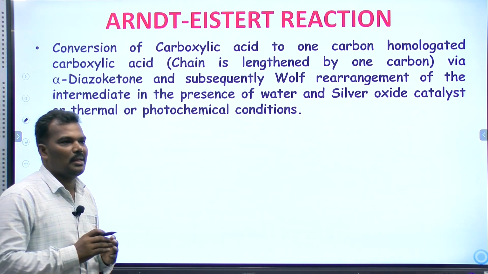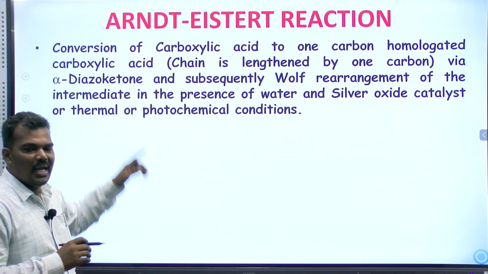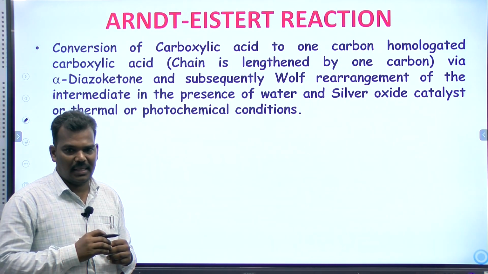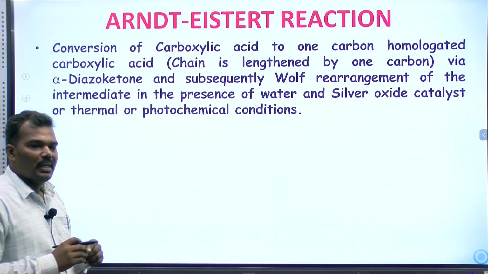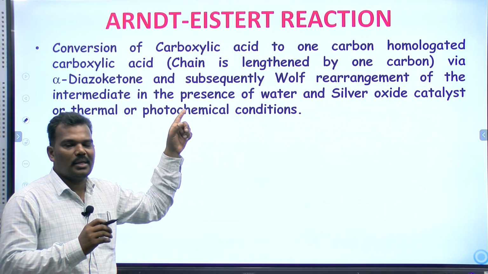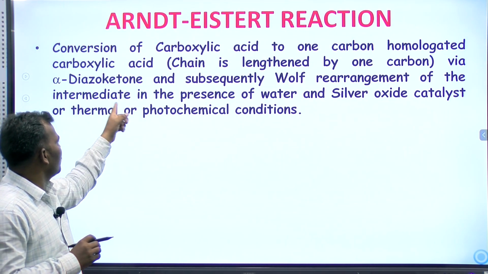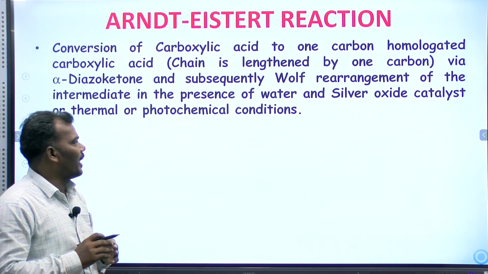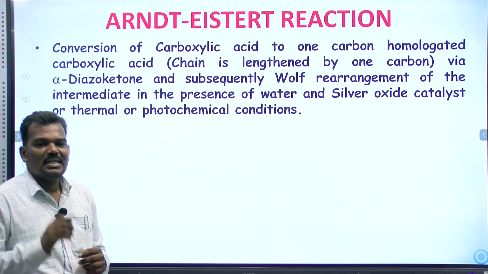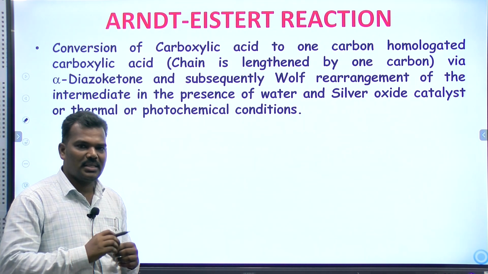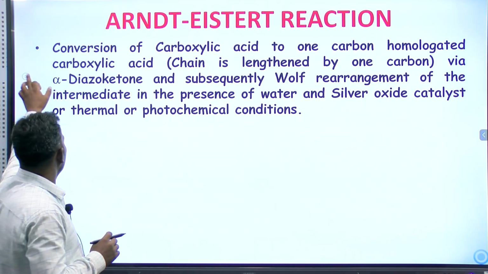Then what is the definition of the Arndt-Eistert reaction? The Arndt-Eistert reaction is nothing but the conversion of a carboxylic acid to a one-carbon homologated carboxylic acid, which is nothing but chain lengthening by one carbon via an alpha diazoketone, and subsequent Wolff rearrangement of the intermediate in the presence of water and silver oxide used as a catalyst, or under thermal conditions, or in the case of photochemical conditions.